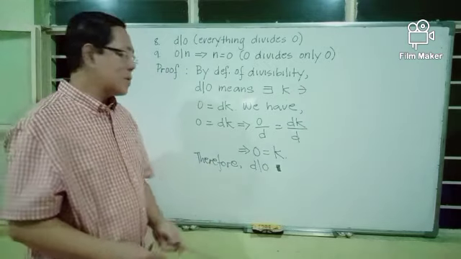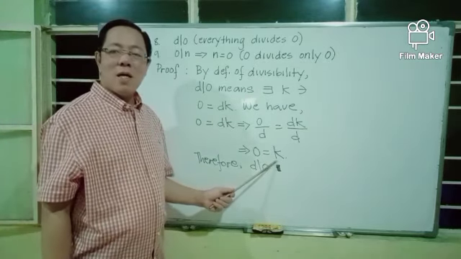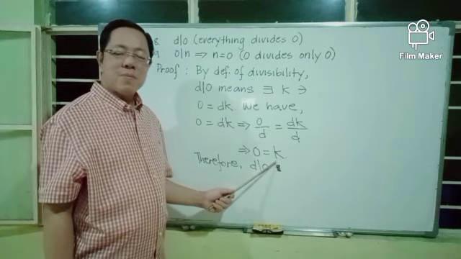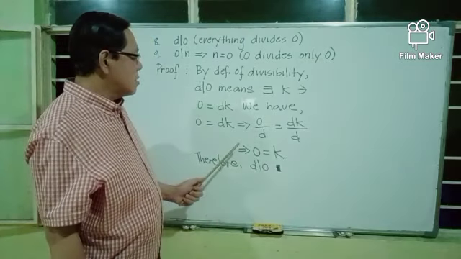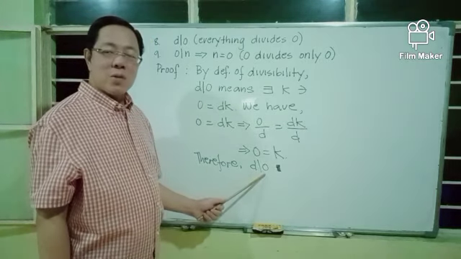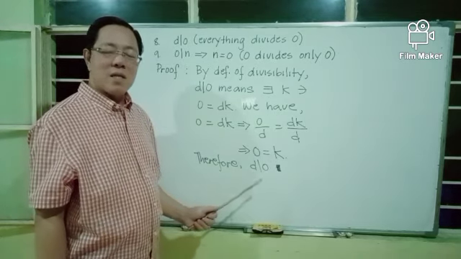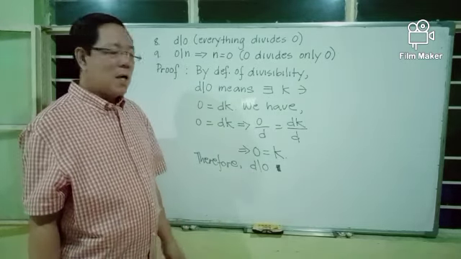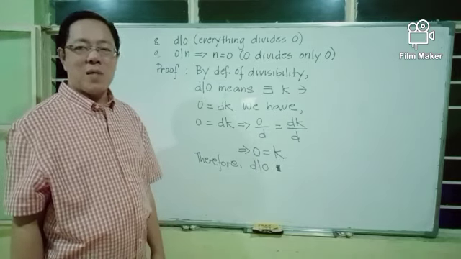We therefore conclude that d divides 0 because we have shown that there is an integer k, and that for the integer k equals 0, the number 0 is equal to the product of the divisor d and k, which is 0, and d is any integer. And that completes the proof of the 8th divisibility property.